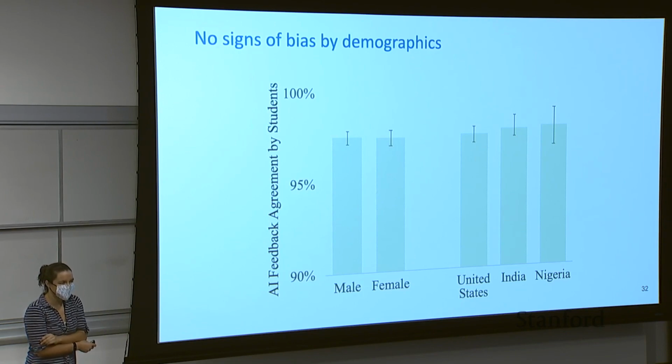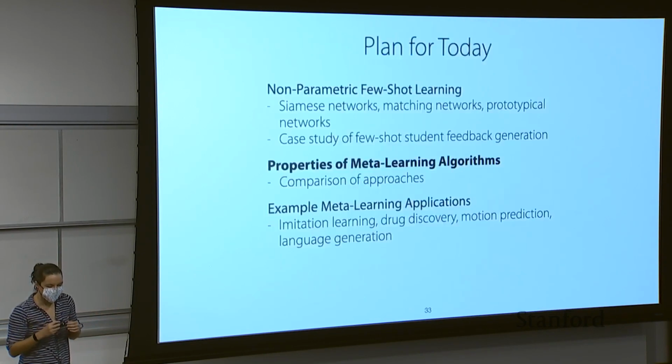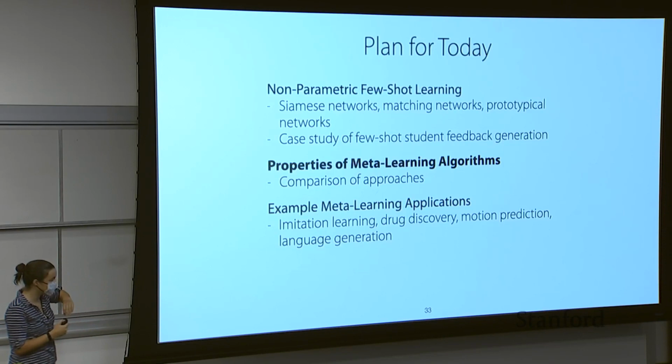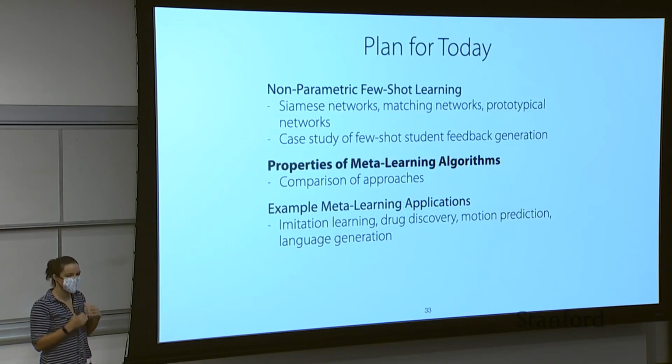Cool, so hopefully that gives you a sense for how we can try to formulate problems in the context of meta learning, and also an example of how these algorithms might actually be deployed in real world scenarios. And that was actually also a specific case of deploying a non-parametric method. Now let's go through some properties of meta learning algorithms and try to compare the different kinds of approaches.